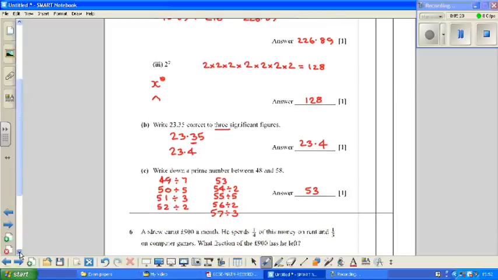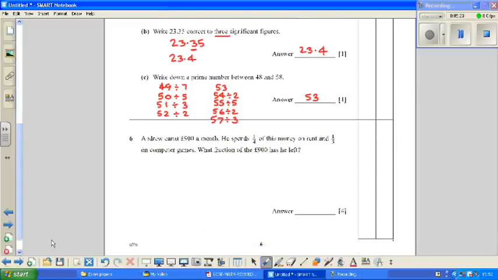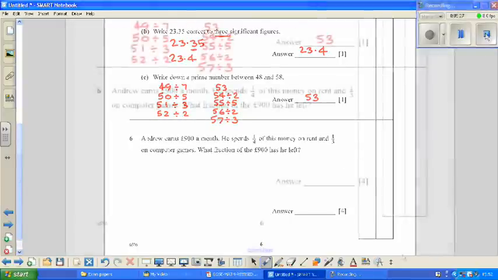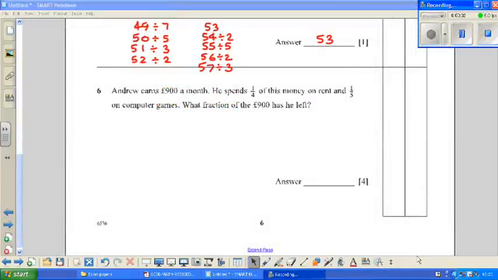Okay, we'll just scroll down to the next one. So have a look at number 6 there, have a go at it, and we'll go through the solution. Okay, so there's question 6. It's a bit easier to read that one there. If you have a go at that, and then we'll go through the solution in a minute.